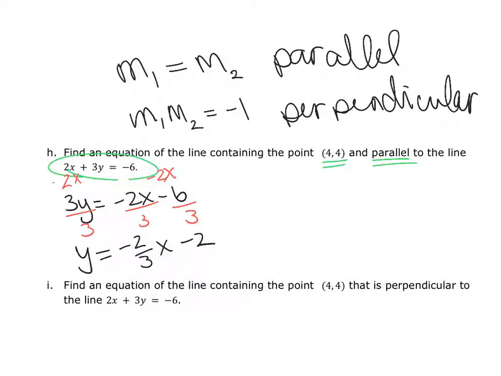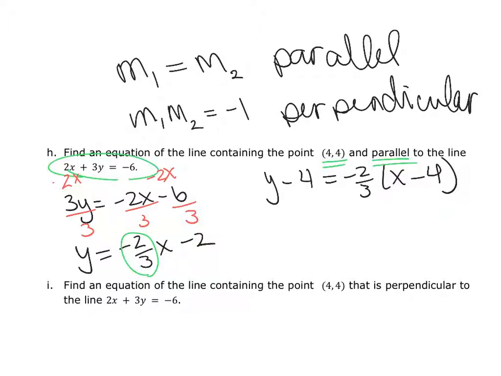So I know the slope of my parallel line has to be the same, so it has to be this. And I have a point, so I'm going to use the point-slope form. I have y minus 4 is equal to negative 2/3, and then I have x minus 4. It does not say I have to write it in any particular form. There's an equation of a line, I'm done.